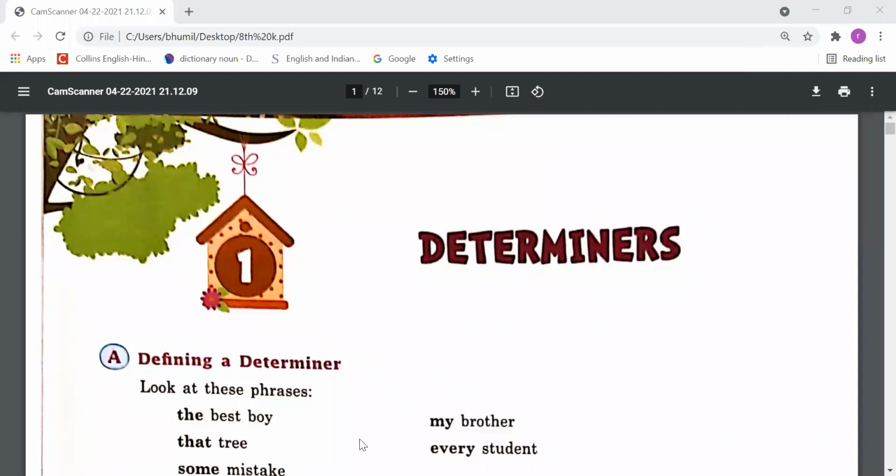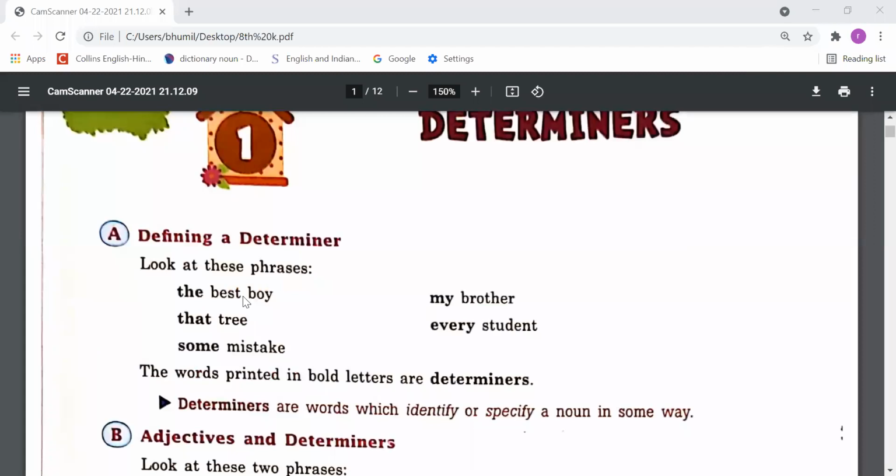Defining a determiner. Look at these phrases. The best boy, my brother, that tree, every student, some mistake. The words printed in bold letters are determiners. So, dear students, we need to understand that these words in bold letters are all determiners. Now we need to understand what determiners are. Determiners are words which identify and specify a noun in some way.